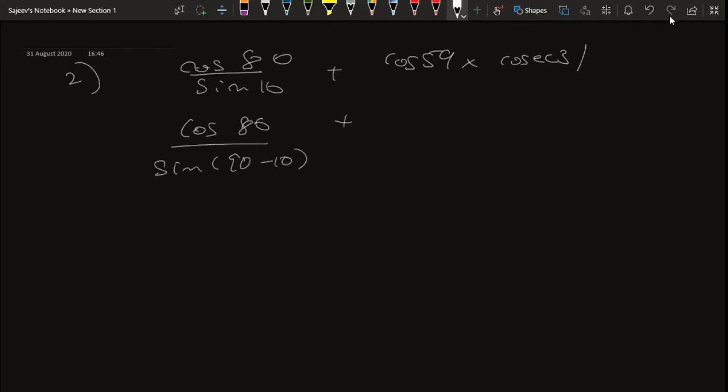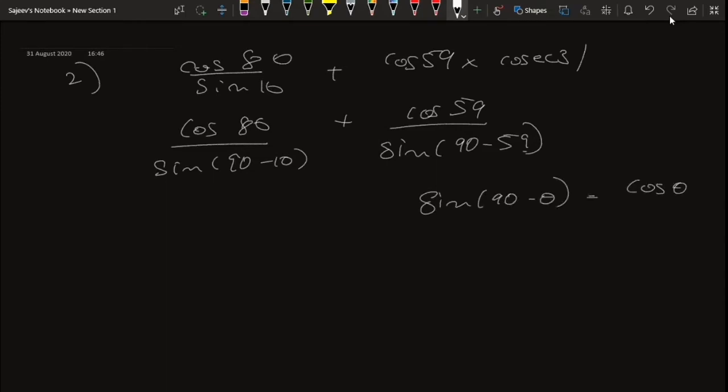And 59 plus 31 is also 90. So this is cos 80 by sin of 90 minus 80 plus cos 59, and cosec is 1 by sin, so divided by sin of 90 minus 59, right? So I am using the formula sin 90 minus theta equal to cos theta here. So what does that give me? That gives me cos 80 by cos 80 plus cos 59 by cos 59, and this is 1, this is 1, so 1 plus 1 is equal to 2.